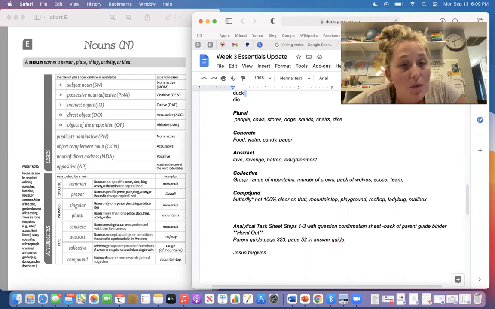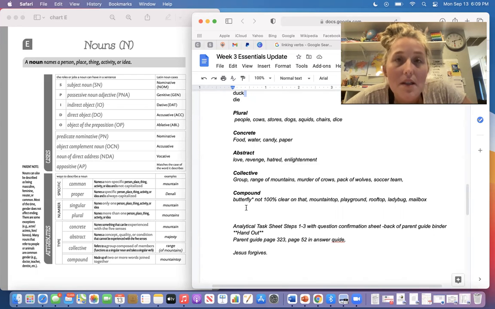Abstract nouns are things that you cannot touch. It's a concept, quality, or condition that cannot be experienced with the 5 senses. So like love. We had a really angry class last week, so they thought of revenge and hatred, and then some mom brought in enlightenment. So this is a really good thing to think of, things that you don't really get to experience, but you might know about. So joy, what else? Yeah, sadness, things like that.